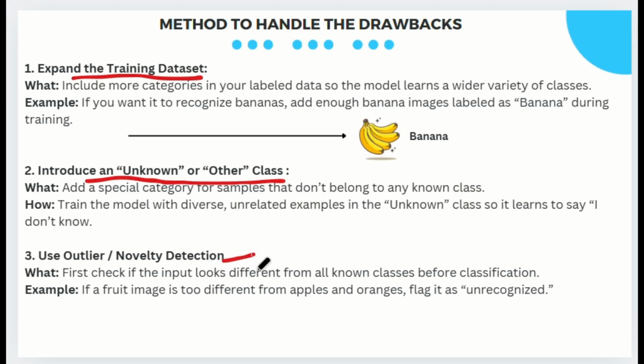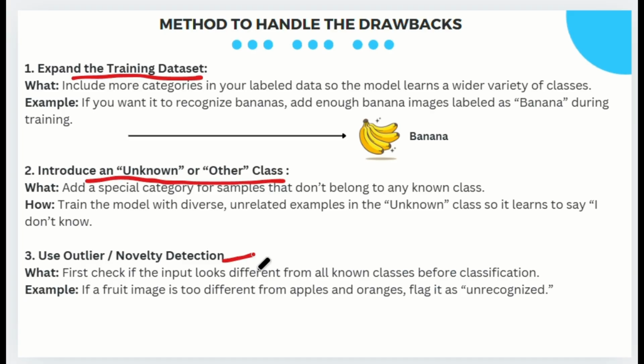Number 3, use outlier or novelty detection. What does it mean? Before classifying an input, the system first checks, does this input look similar to anything I have seen before? If it looks very different, the model doesn't force a wrong classification. Instead, it flags it as unknown or unrecognized.